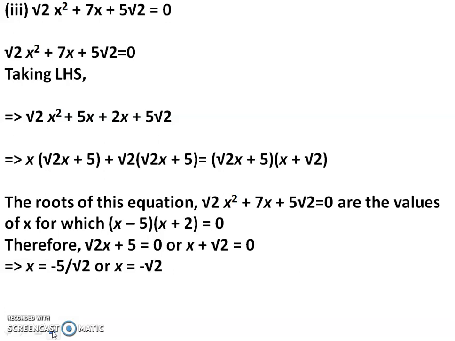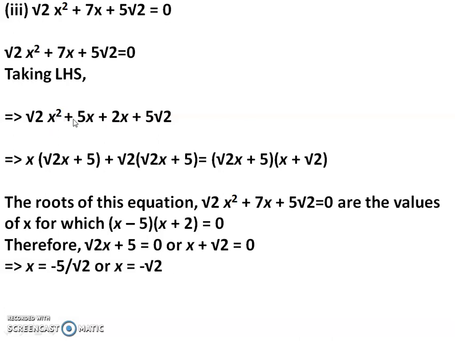So how will you split the middle term? You should split the middle term in such a way that you will get two numbers whose product should be 10 and whose sum should be 7. Clear? Now here you will split the term as 5x plus 2x. Let's see what is the product of 5 and 2: 5 into 2 is 10. What is the sum of 5 and 2? 5 plus 2 is 7. Clear?